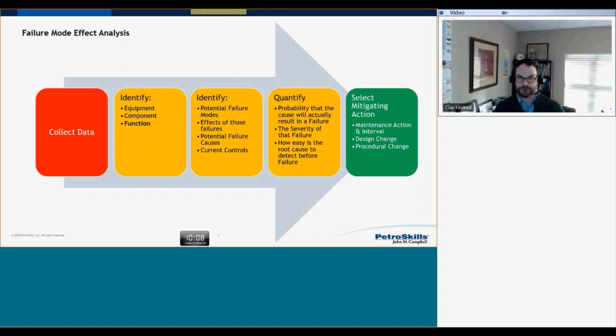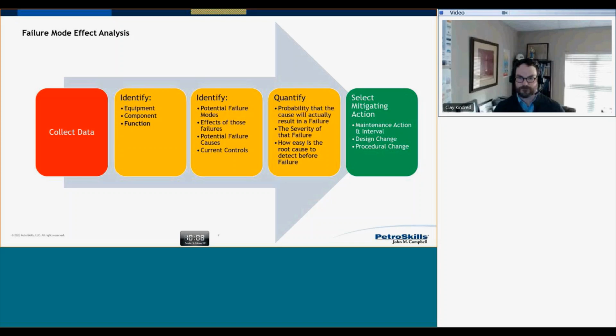So one of the things we want to do is figure out what the failures have been, but I want to identify the equipment, the component, because this works best at component level, and I also want to figure out what the function is. And you might say the function, well, that's easy. Well, I want to quantify the function. And quantifying the function takes a little bit more thought. It's not difficult, but it takes a little bit of thought.